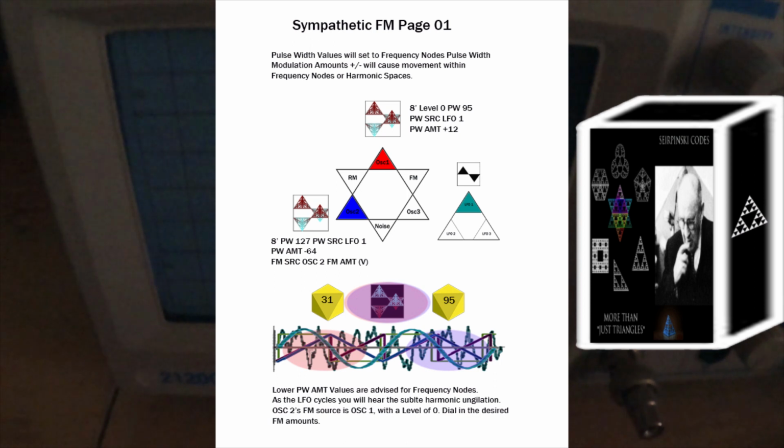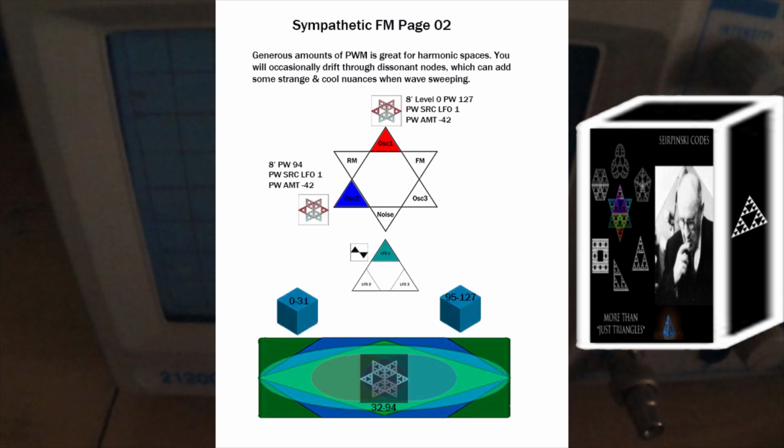So we jump to page 2 and we look at another Sierpinski triangle module. This is a hexagram. You'll notice that there is a whole harmonic space, but 32 and 94 is where you'll find harmony. You will not find it at 0 to 31 or 95 to 127. Okay, that's just what it is.